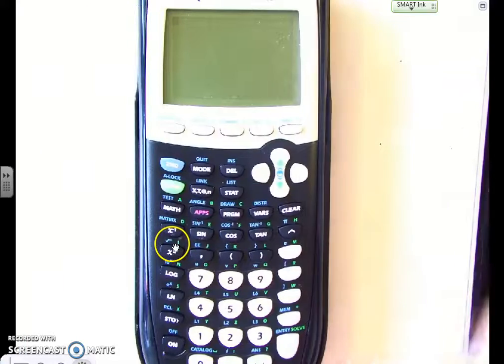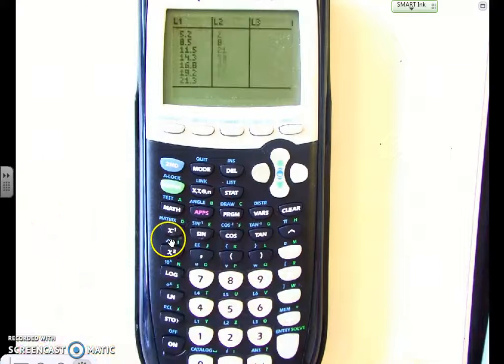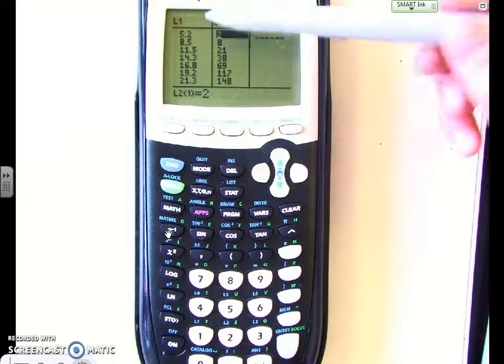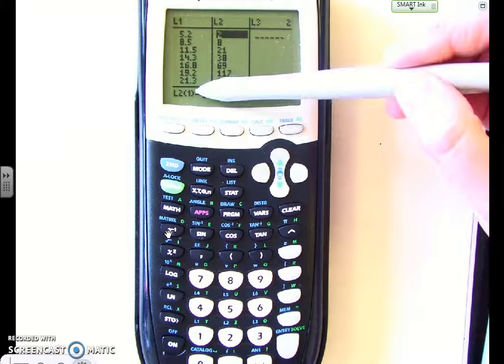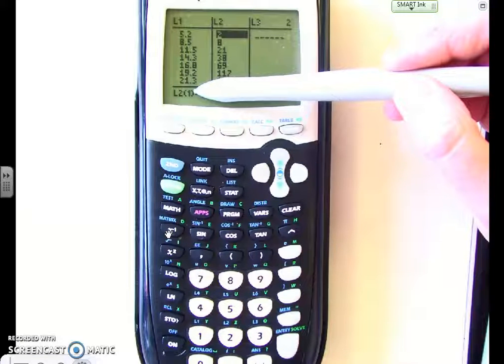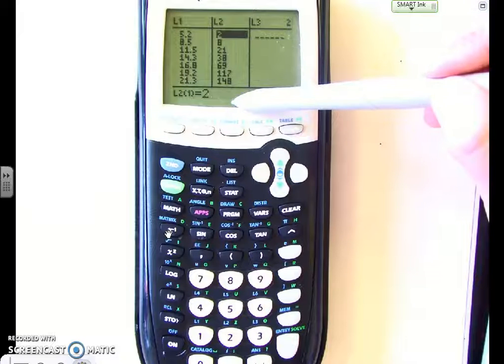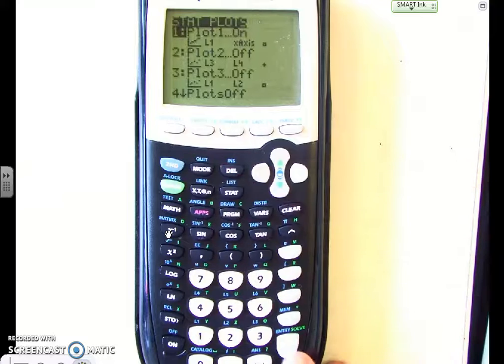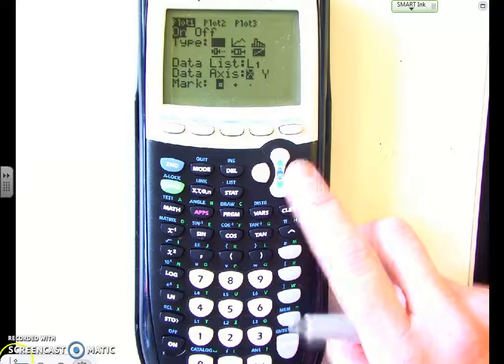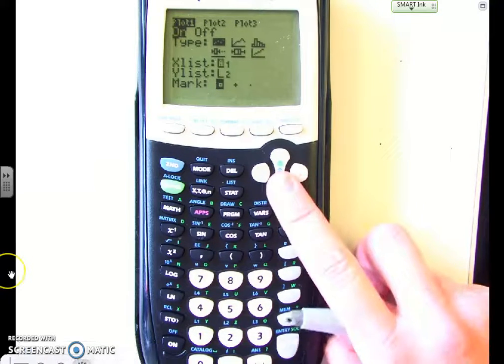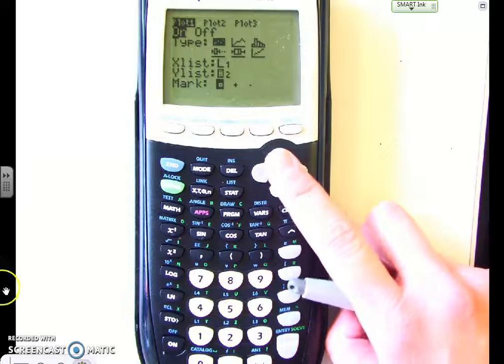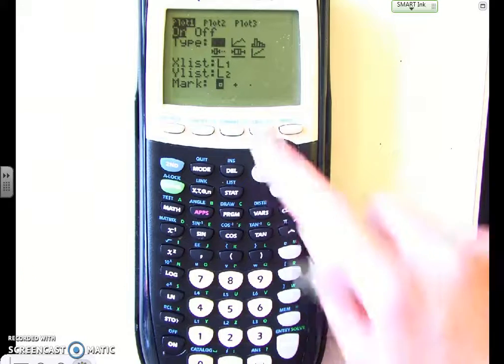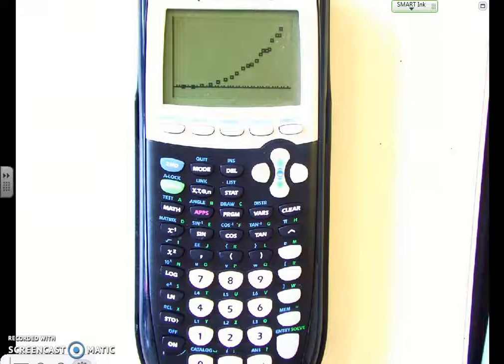So I actually already have the data in because it's kind of a lot of data. So if you need to pause the video to type this in, then you can go for it. But I have all of the lengths in my list 1. I have all my weights in list 2. So all I'm going to do is look at a scatter plot. So second stat plot. I'm going to choose the scatter plot option with list 1 and list 2. All right, so I'm going to hit zoom 9. There's my scatter plot. What do you think? Does it look linear? I don't think so.